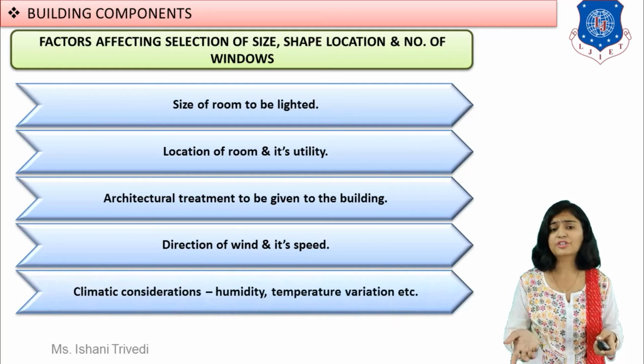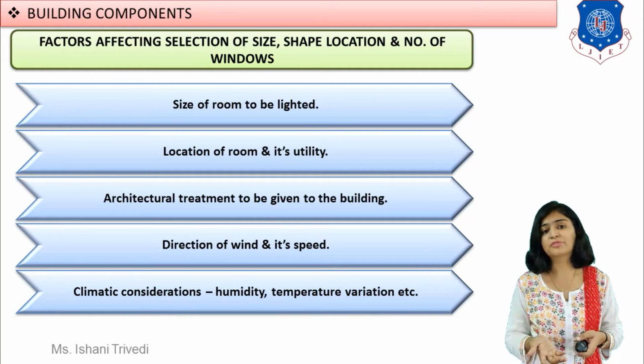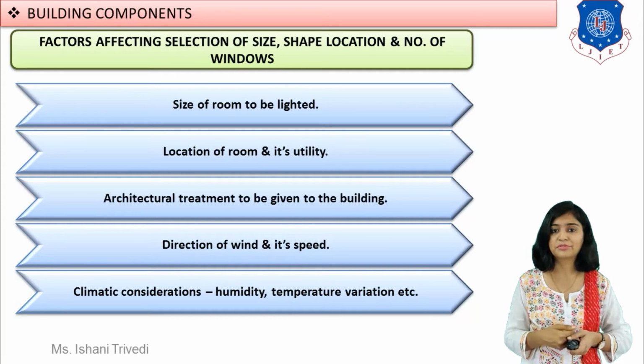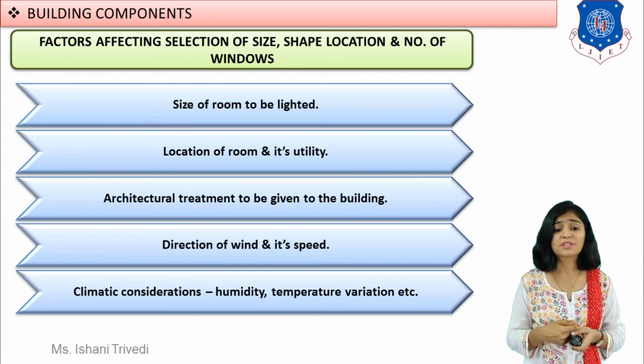Next you have is direction of the wind and its speed. I think we discussed this already, how the direction of the wind and its speed is important. So based on that you have to select the type of the window.